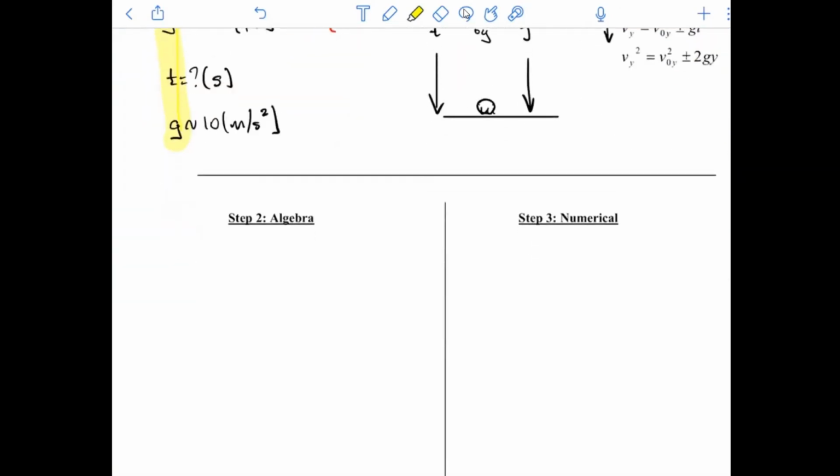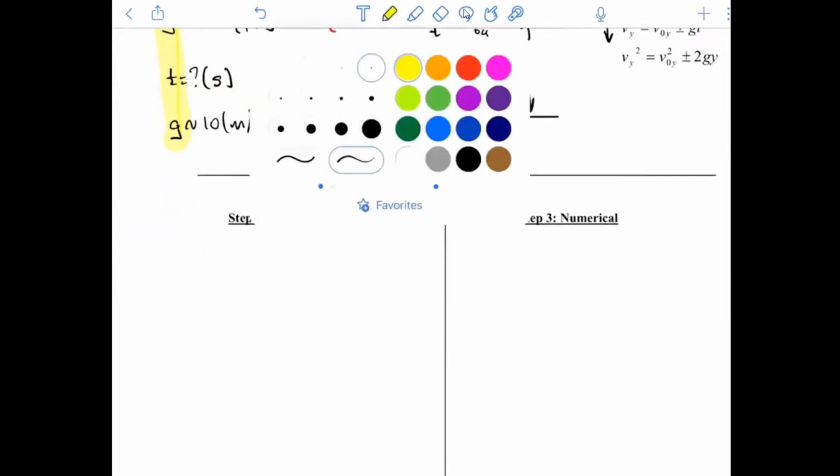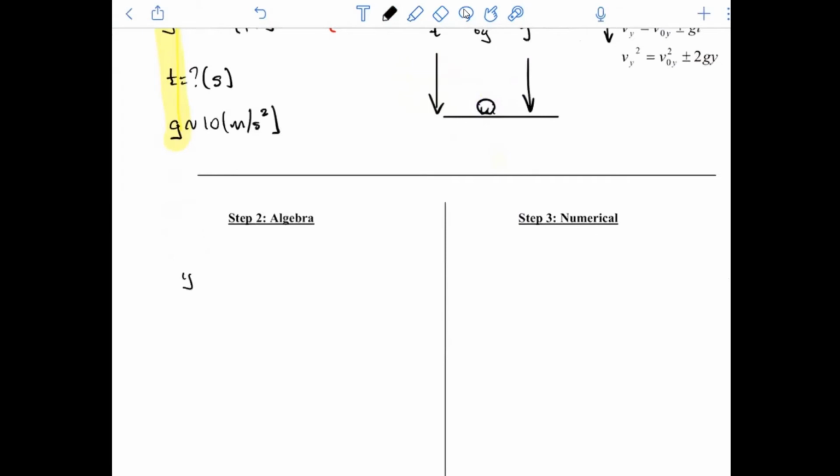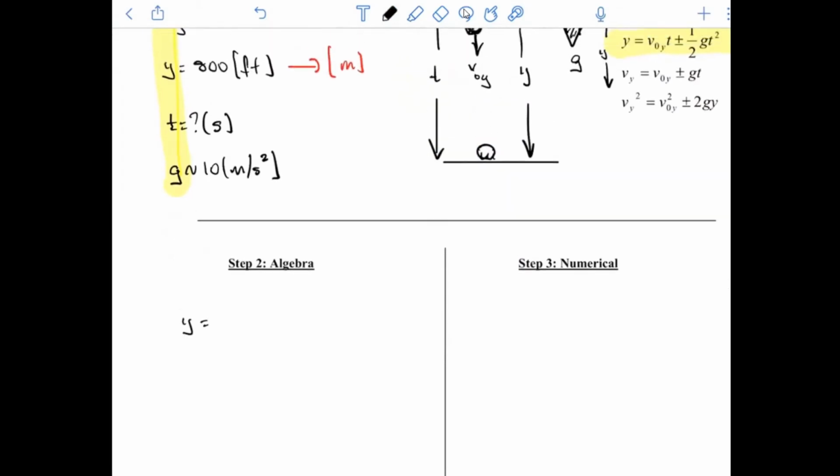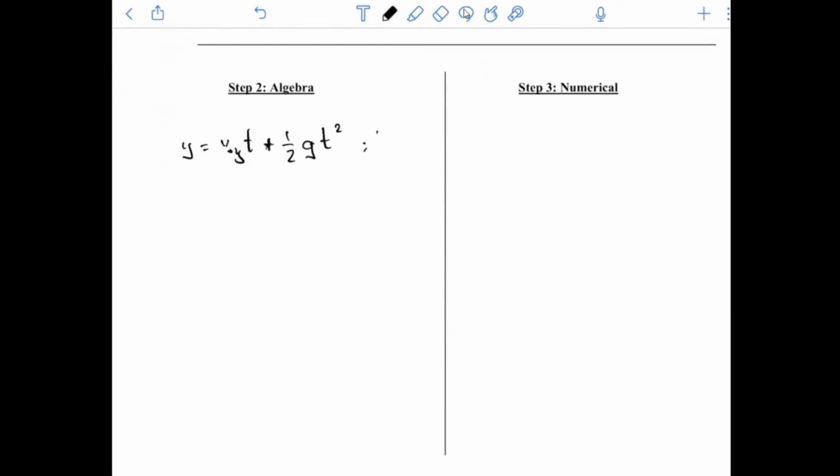Now that I picked that formula, it's going to go into the algebra section. So this is initial velocity times time. It's dropping in the downward direction, so this is the formula that I'm going to use. And then you need to isolate t under the circumstances.